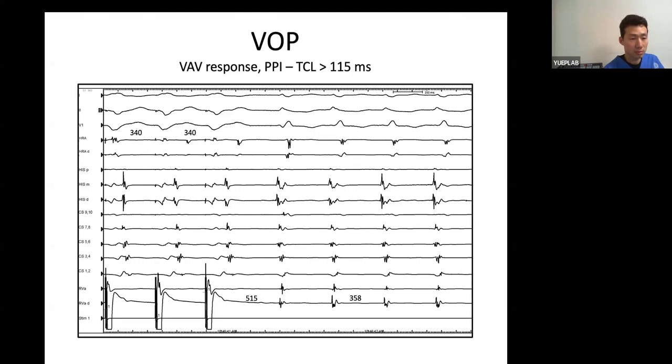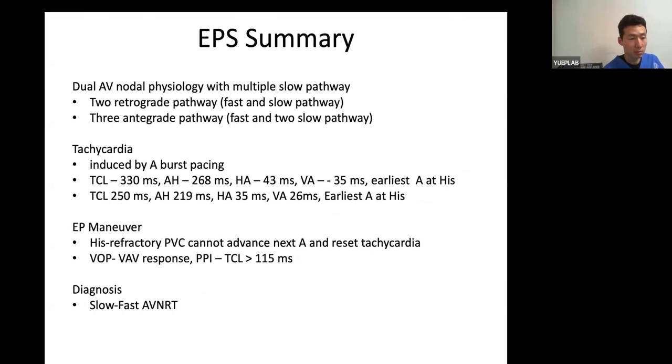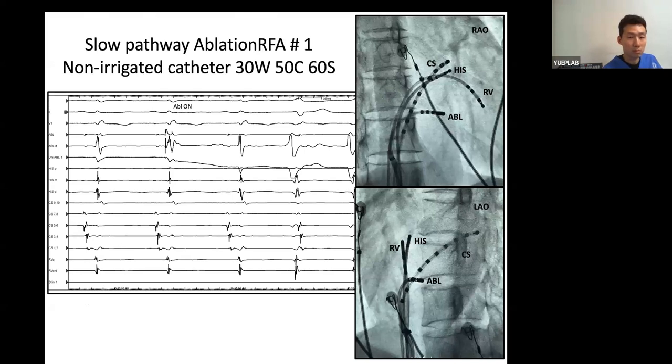So then you do BOP, that's fine. You hit that, keep going. So you just summarize. I don't know whether you have a slow pathway here. Okay? Yeah. Because I don't know whether that's a true jump. Maybe it's a junctional escape rhythm. Maybe single slow pathway evidence with the AVRT. Okay, go down. So you did the slow pathway ablation.